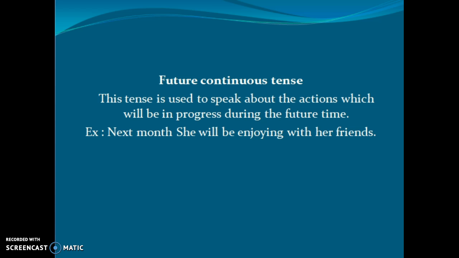Next, let us move to future continuous tense. This tense is used to speak about the actions which will be in progress during the future time. For example, next month she will be enjoying with her friends.